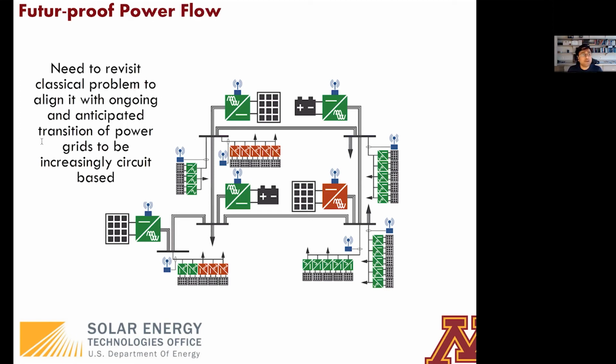What we want to do is make sure that as we approach this future power system, we revisit the classical power flow problem and align it with the ongoing and anticipated transitions, which then respect this power grid to be one that's entirely or increasingly built on circuits. And in doing so, we don't lag behind in our academic formulation of the power flow problem, how it's solved, how it's formulated, much like what happened in the 50s and the 70s.